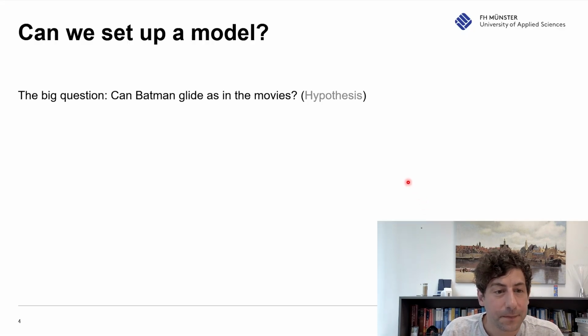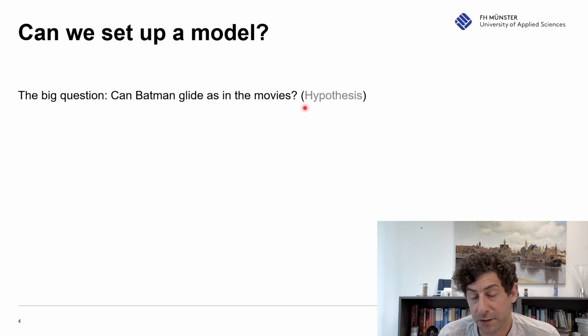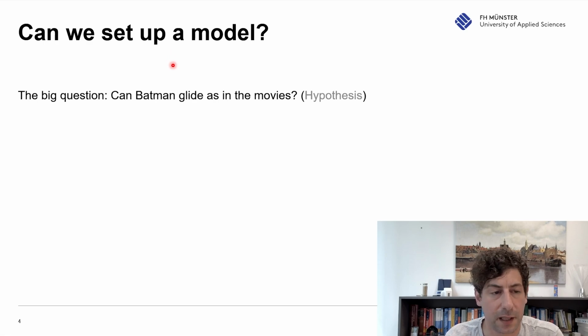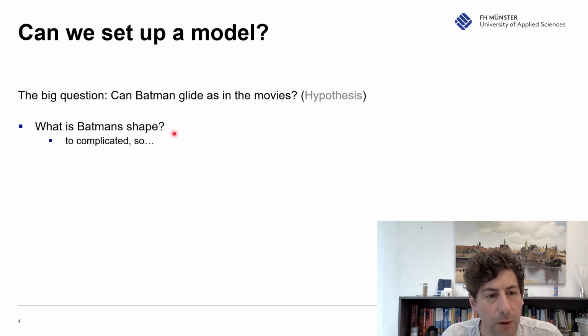Okay, so the question I would like to ask is, can Batman glide as in the movie? And this is basically a hypothesis, right? We say, yes, Batman can glide as we see in the movie. To answer this hypothesis, we need a model, and on the model we can discuss this hypothesis. However, the problem is that Batman has a very complicated shape. If we want to describe Batman, you can try, but it's not so easy. So my suggestion is that we simplify it.